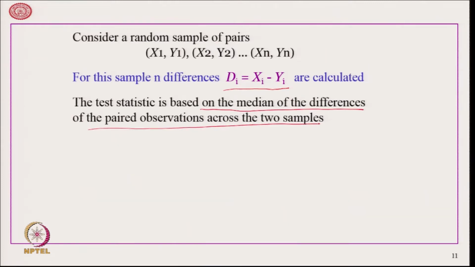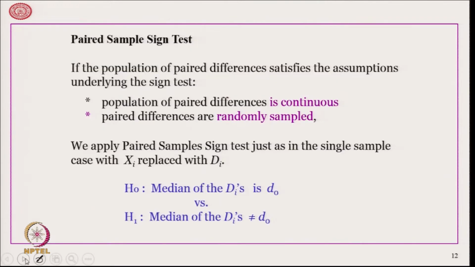Earlier we were looking at sign test or signed rank test for either x or y. Now, since we have paired values, we look at the difference and we are going to apply the same technique on the Dis. So, what we will do in a paired sample sign test? If the population of paired differences satisfies the assumptions of underlying sign test, what is that? The distribution is continuous and the sample is random.